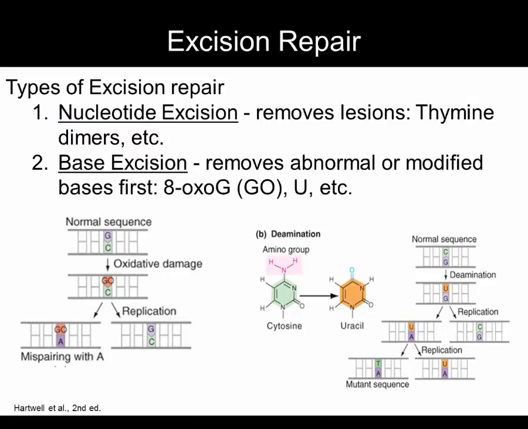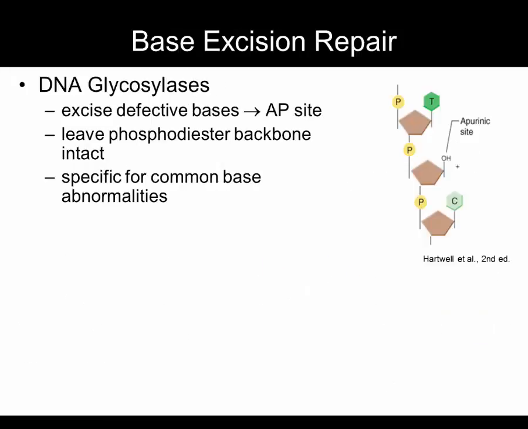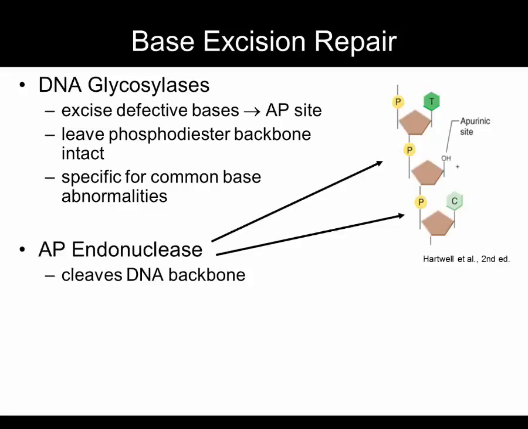This is used to remove modified bases, like 8-oxoguanine or uracil. Enzymes called DNA glycosylases detach abnormal bases from their sugar, but do not do anything to the backbone. This leaves behind an apurinic/apyrimidinic site, thankfully abbreviated to AP site. There are many different DNA glycosylases, and each acts on a certain type of abnormal base. So there's one that recognizes and removes 8-oxo-G, another for uracil, and so on. Next, the enzyme AP endonuclease breaks the phosphodiester bond on both sides of the AP site.